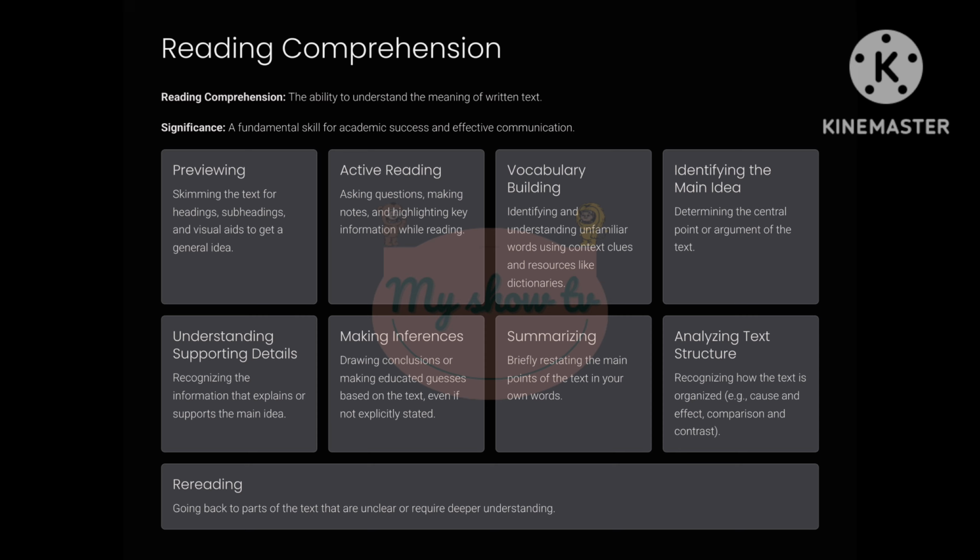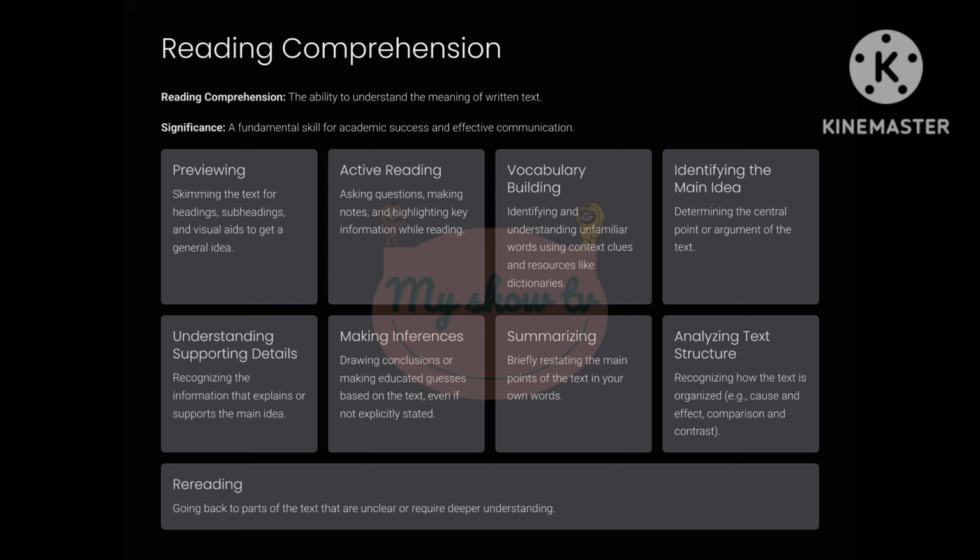1. Previewing. Before you even start reading in detail, take a moment to skim the text. Look at the headings, subheadings, any bold words, and any visual aids like pictures or graphs. This gives you a general idea of what the text is about and helps you prepare your mind for the information.